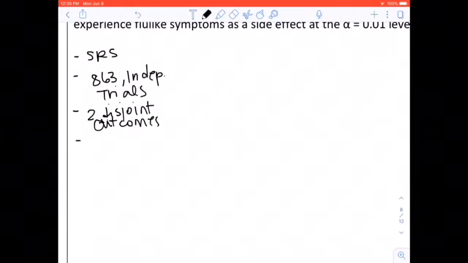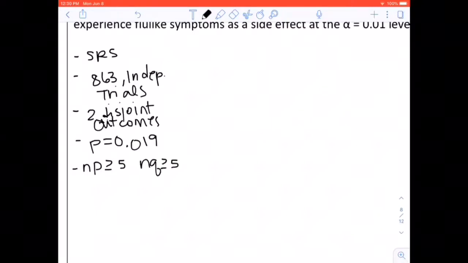And then the next thing would be that we have a fixed probability, which we do. The probability of having those flu-like symptoms is going to be 0.019. Then we have to check that n times p and n times q are both greater than or equal to 5. So n times p has to be greater than or equal to 5, and n times q has to be greater than or equal to 5.